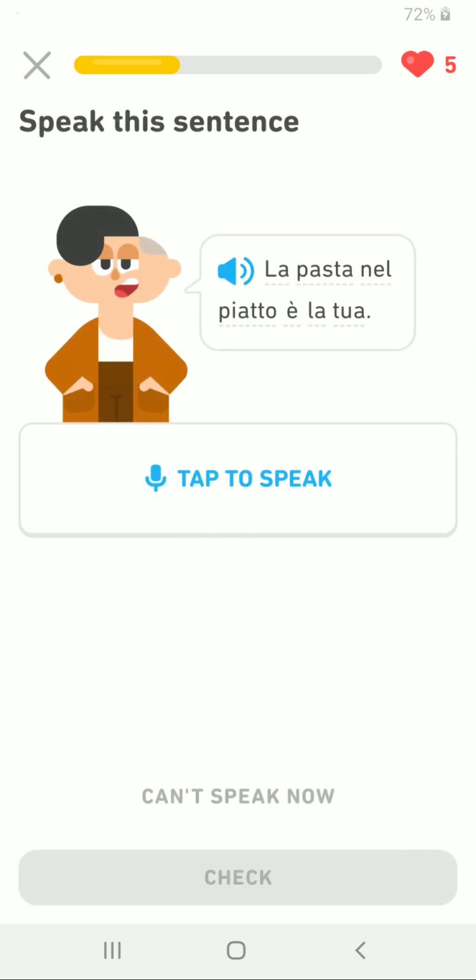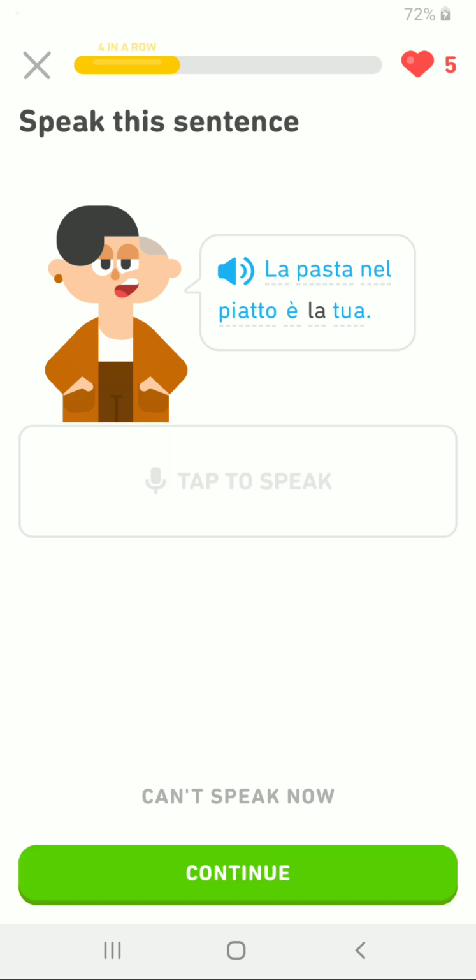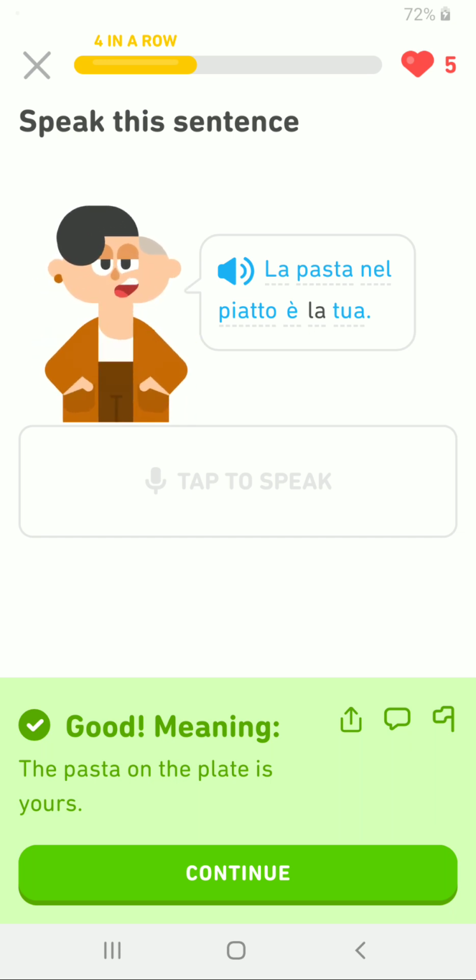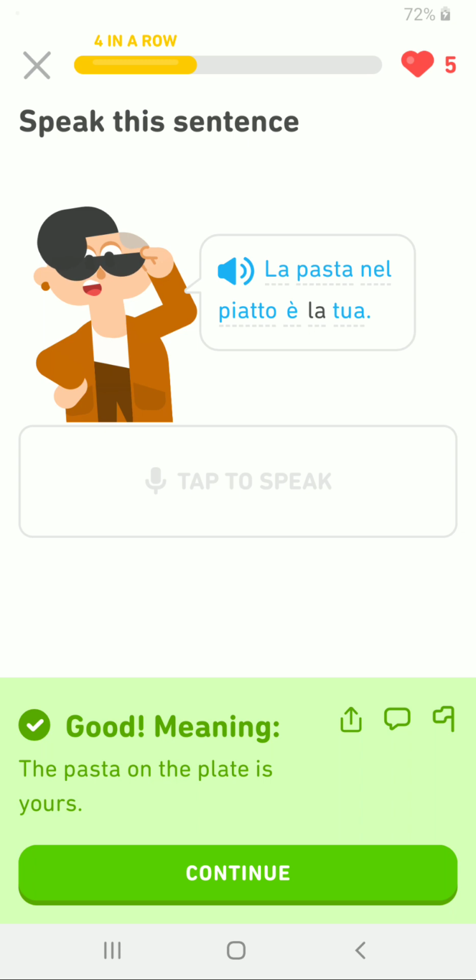La pasta nel piatto è la tua. Okay, now we see something else. The pasta on the plate is yours, but here we see there is la and la. Previously, when we were looking at the guidebook, we said that, for example, il gatto è tuo.